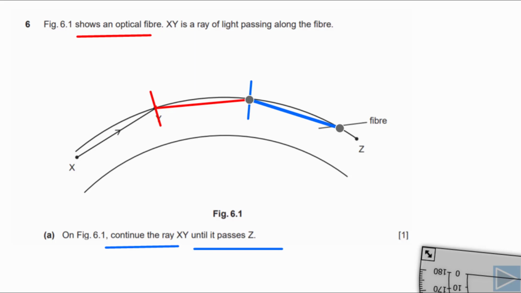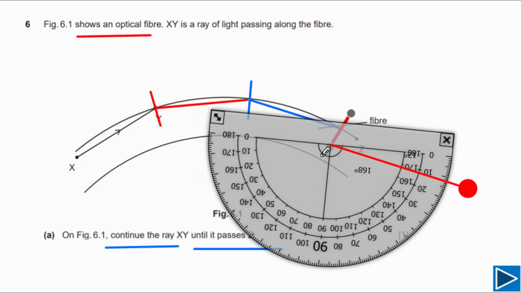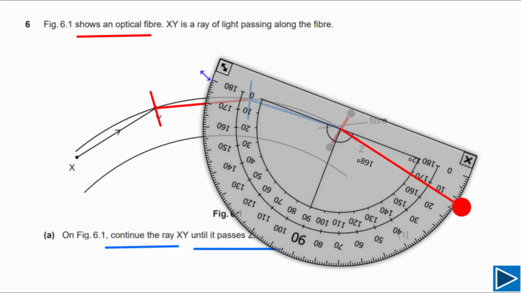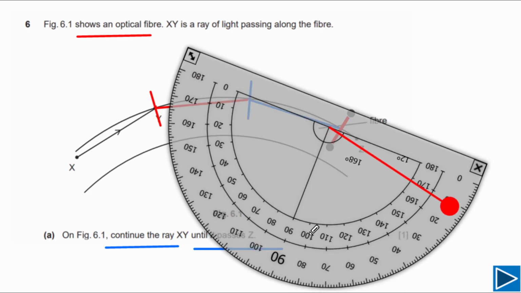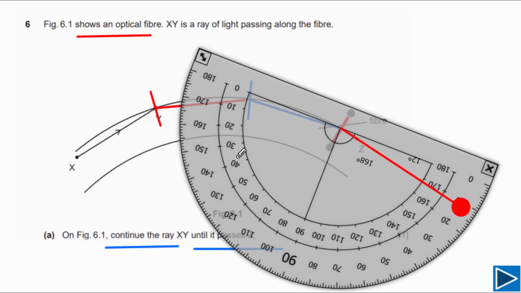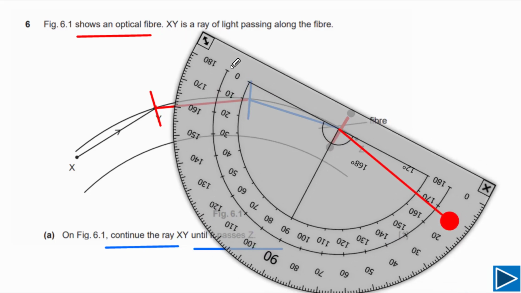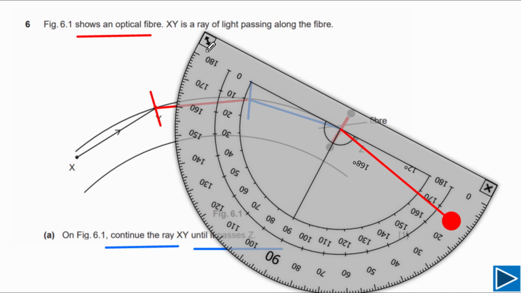So we need to draw another normal at this point. So this is how we can draw the normal at this point, and this angle is about 90 degrees. We need to take our protractor again. We have to place it here. We need to align with 90 degrees. This is how we can align. You have to adjust this a little bit here. So this is exactly how we can align.